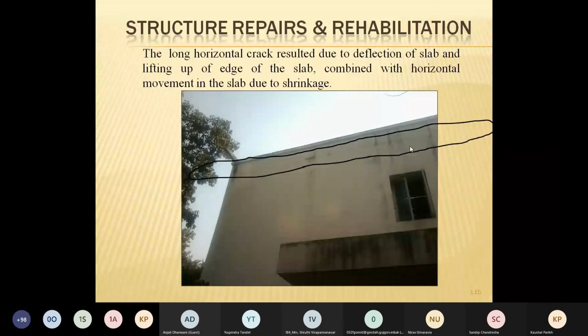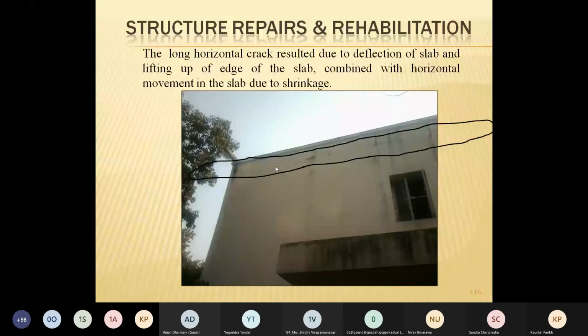Another example clearly shows a long horizontal crack because of the deflection of the slab and lifting of the edge of the slab, combined with horizontal movement in the slab due to shrinkage. This requires a rehabilitation strategy so that we can maintain the same strength as before.